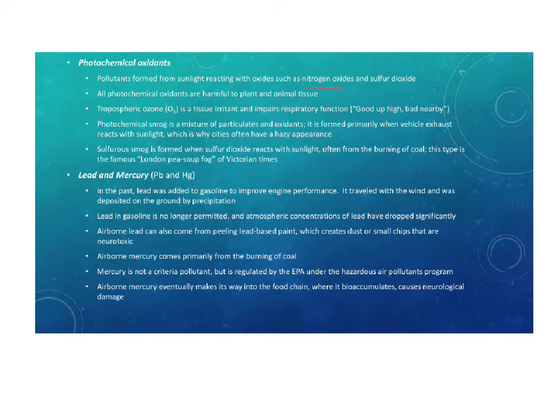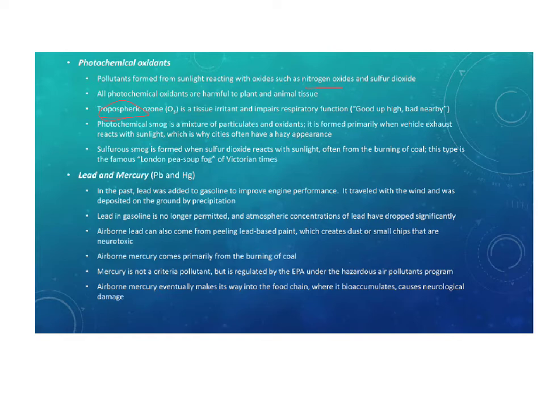Tropospheric ozone. Now, we haven't really talked much about the difference between tropospheric and stratospheric ozone. You guys know the layers of the atmosphere, though. So the troposphere is the layer of the atmosphere that is closest to Earth. And tropospheric ozone is a pollutant. Any ozone that is not in the stratosphere is considered a pollutant. Is it the same molecule? Yes, it is. It's O3. But tropospheric ozone is a tissue irritant, and it impairs respiratory function.